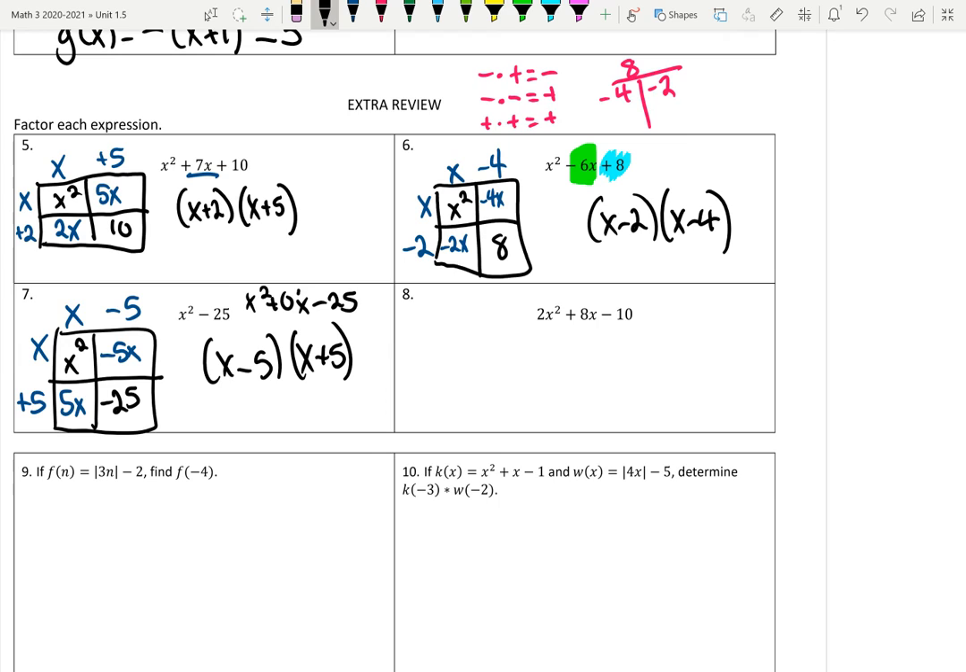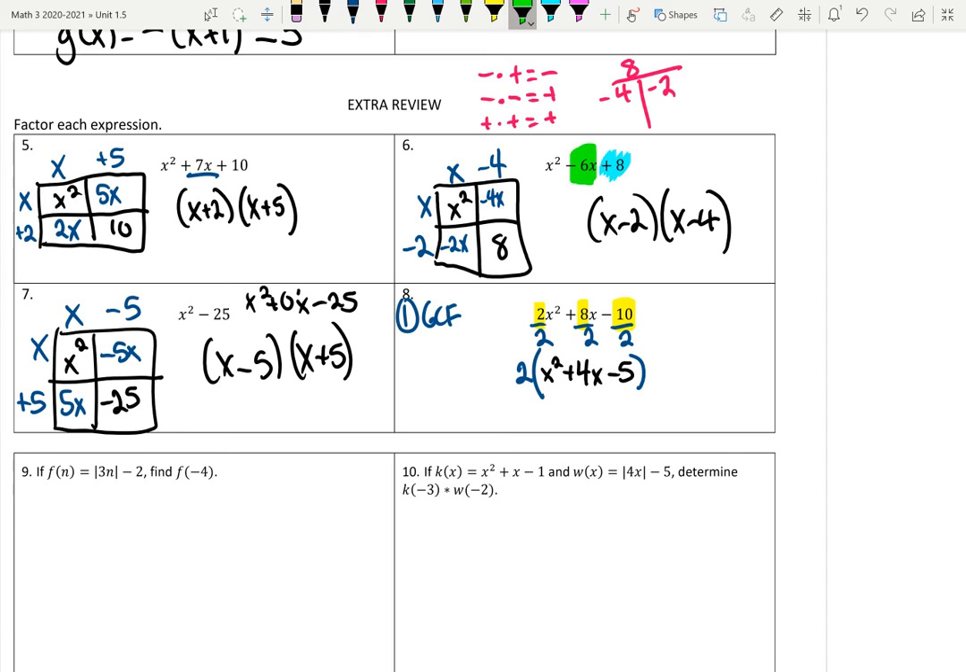Okay, number 8. Immediately upon sight, I scan this standard form, and seeing the A, B, and C values are all even lends me to do my first step to be GCF factoring. I'm going to divide them all by 2, and this is done so that I can write the 2 in front of my parentheses. And this is going to produce 1x squared plus 4x minus 5.